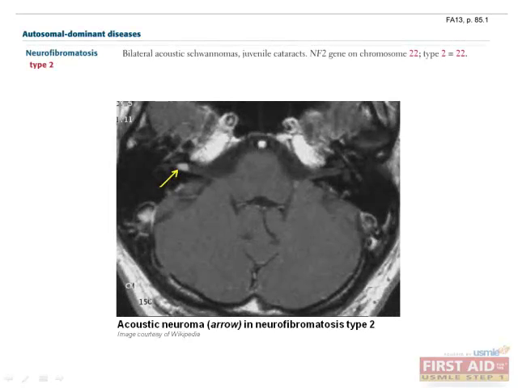Neurofibromatosis type 2 is due to a defect in the NF2 gene, which is on chromosome 22. Again, it's convenient for memory since there are two 2s in 22. One of the most common and important findings in these patients is hearing loss, which is caused by bilateral acoustic schwannomas. Acoustic schwannomas are tumors of the myelin surrounding the 8th cranial nerve, which is required for hearing, and you can see an example on this image. These patients also get cataracts at a very young age.